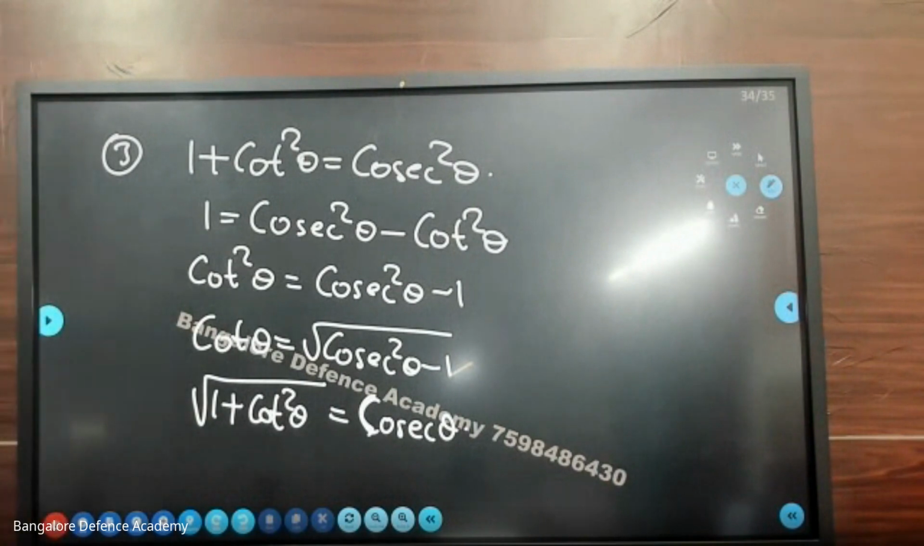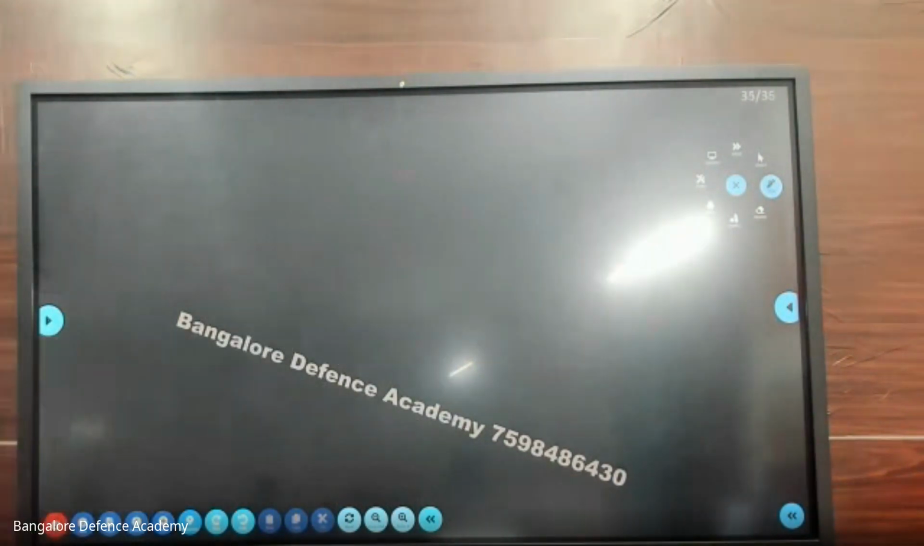Tan theta can also be written as sin theta by cos theta. Cot theta can also be written as cos theta by sin theta. Secant theta can be written as 1 by cos theta. Cosecant theta?